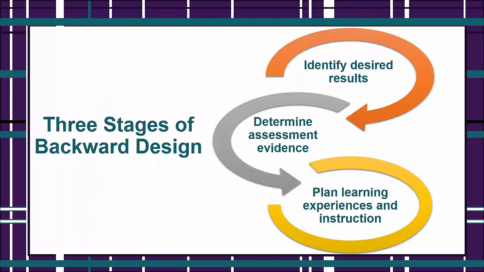It is helpful to tease these three stages of backward design apart to examine them a bit more closely: identify the desired results, determine assessment evidence, and plan learning experiences and instruction. We will begin with identifying the desired results.